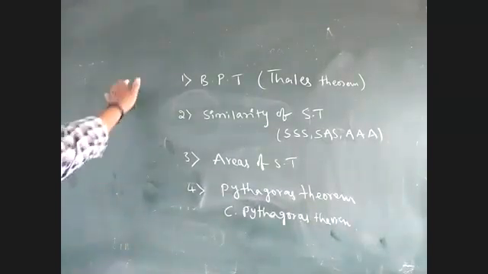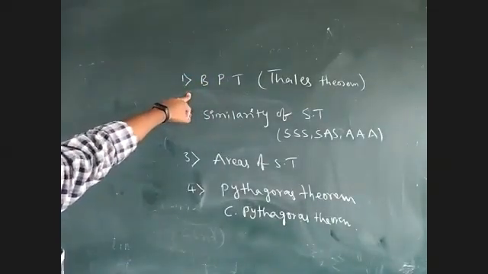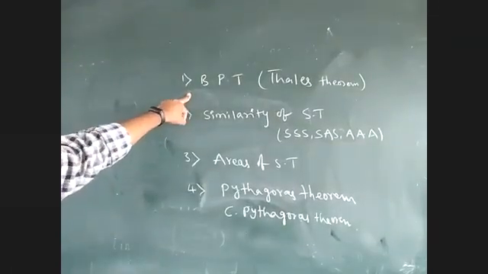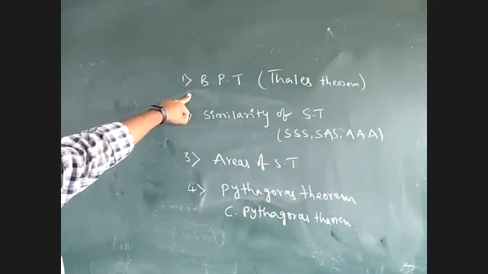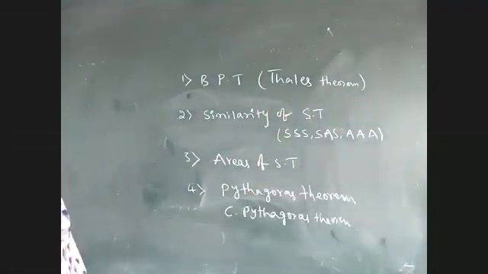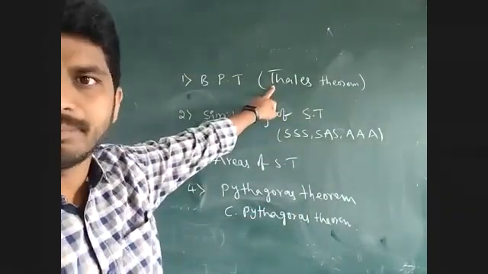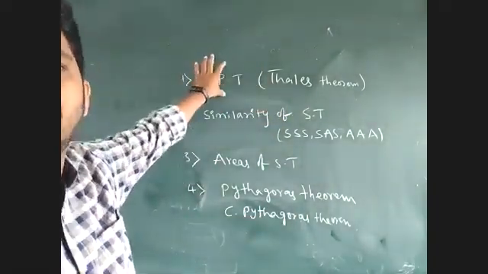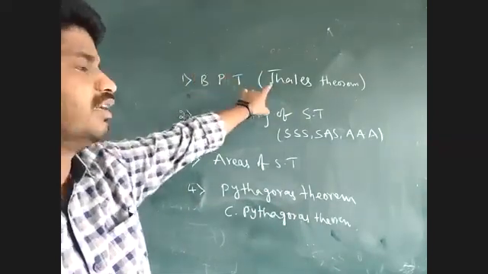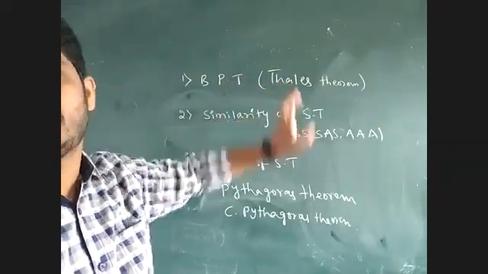So this is the overview of the similar triangles chapter. First one is basic proportionality theorem or converse of basic proportionality theorem. This basic proportionality theorem is also known as Thales theorem. Thales is one of the scientists, one of the Greek mathematicians. This basic proportionality theorem was introduced by the Greek mathematician Thales. That's why it is also known as Thales theorem.